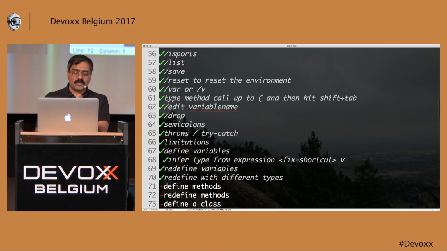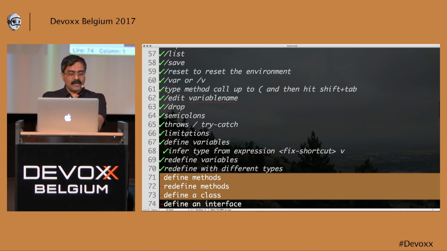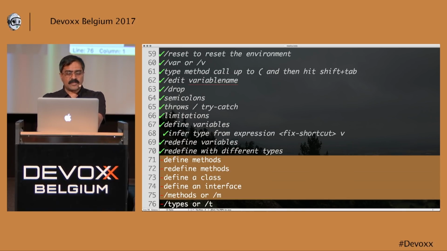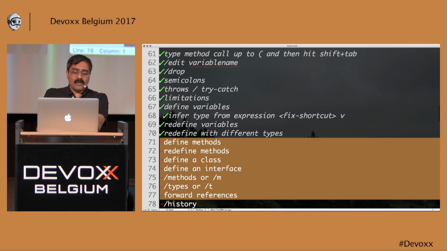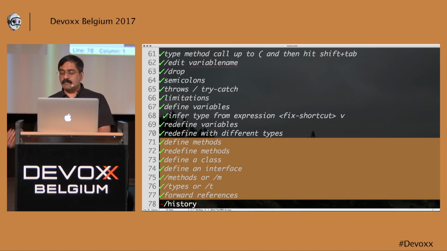You can define methods. We saw that. You can redefine methods. You can define classes. You can define interfaces, define the methods, define the types. You saw me do all of that. We did forward reference also. Remember, I called foo without defining bar. So I was able to call bar in it.